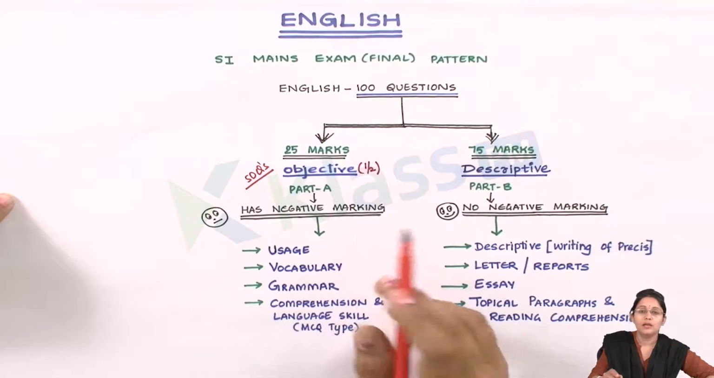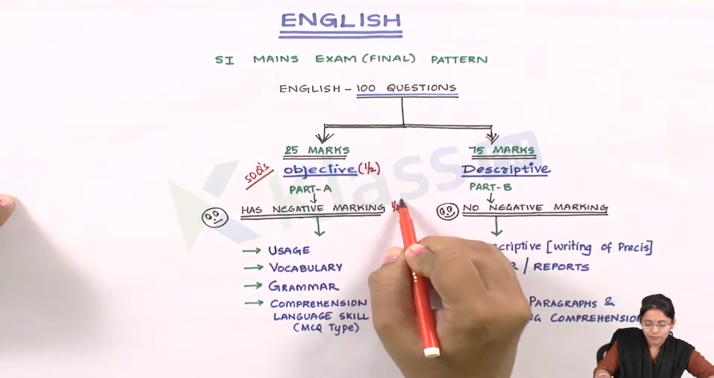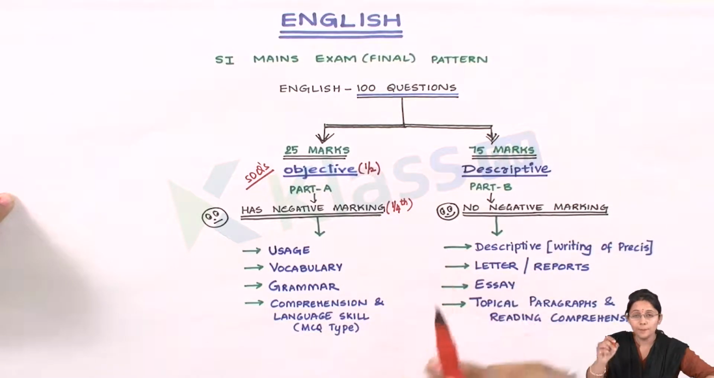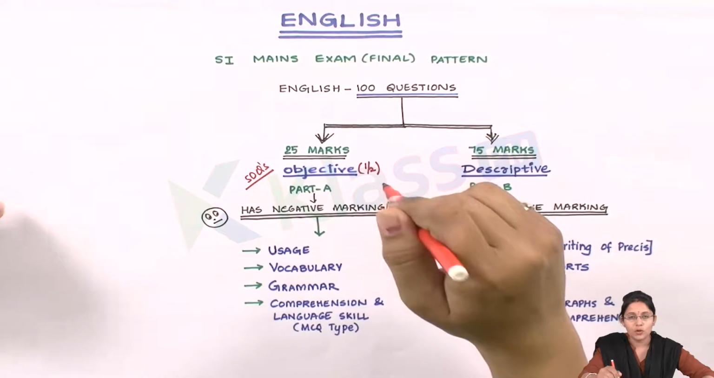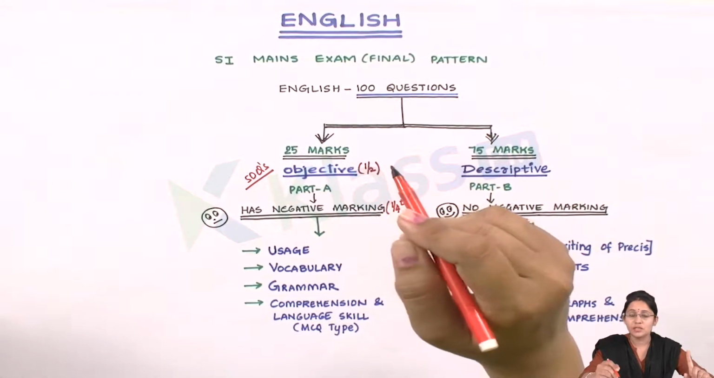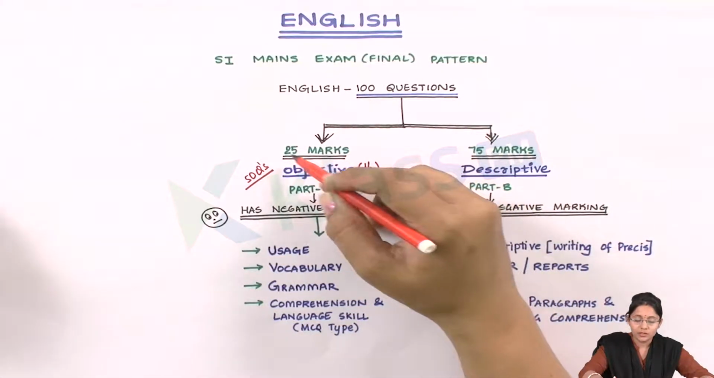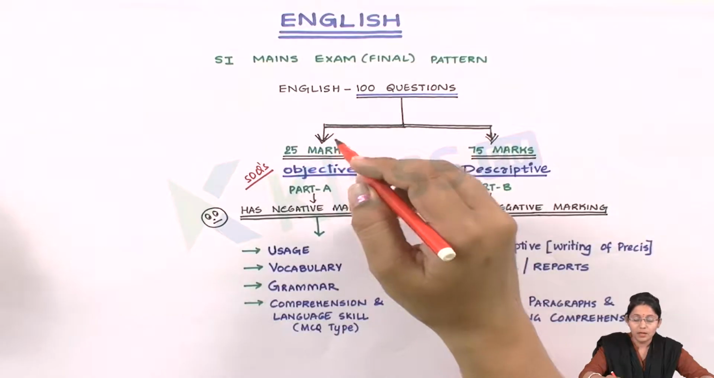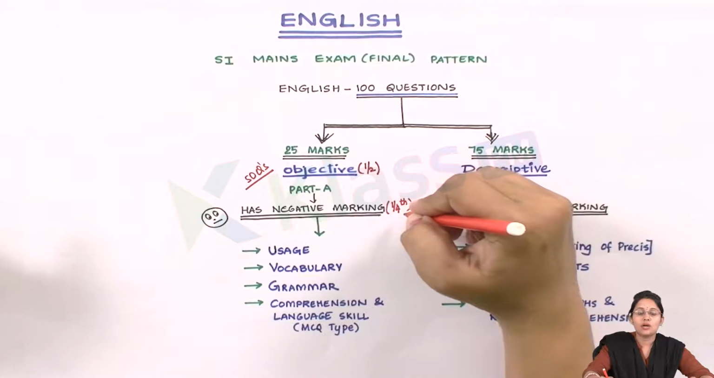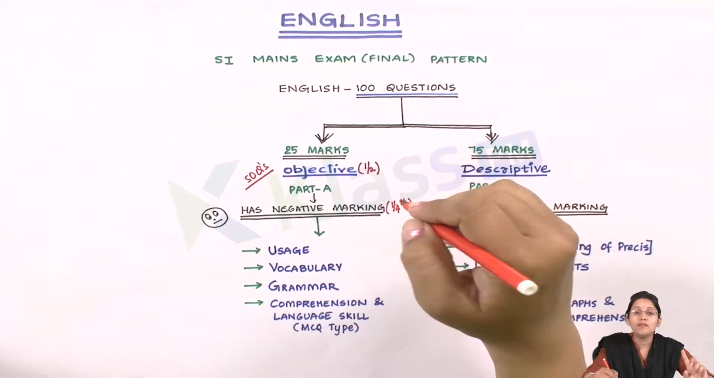But if you write a wrong answer, you have negative marking, wherein 1/4 mark will be cut for every wrong answer. Please note, for Part A, objective type, you will have 50 questions. Each question carries half mark, and that makes the total of 25 marks. For each wrong answer, 1/4 mark will be cut. So you have negative marking.